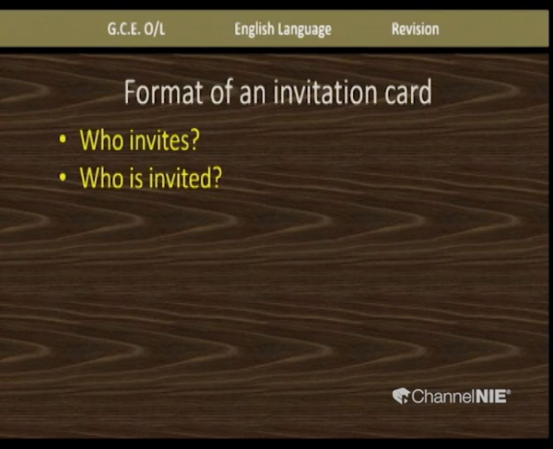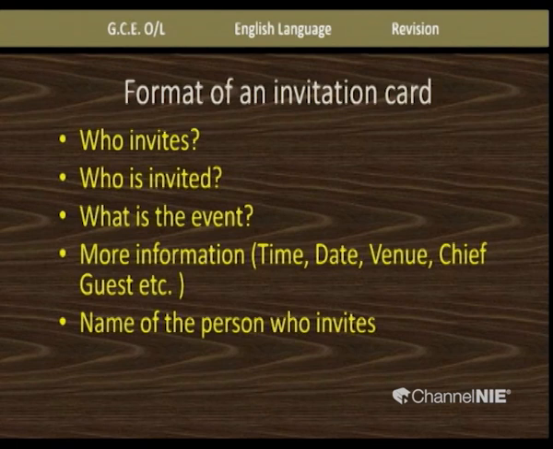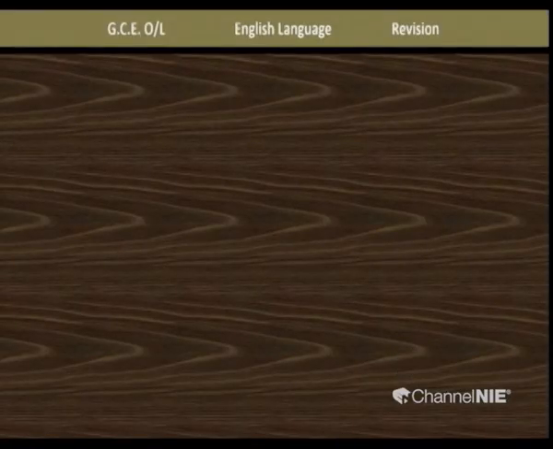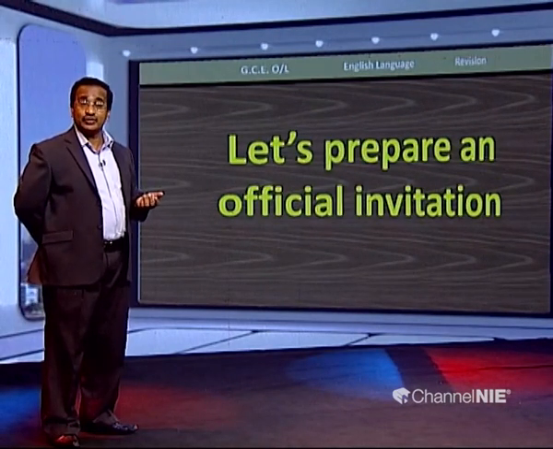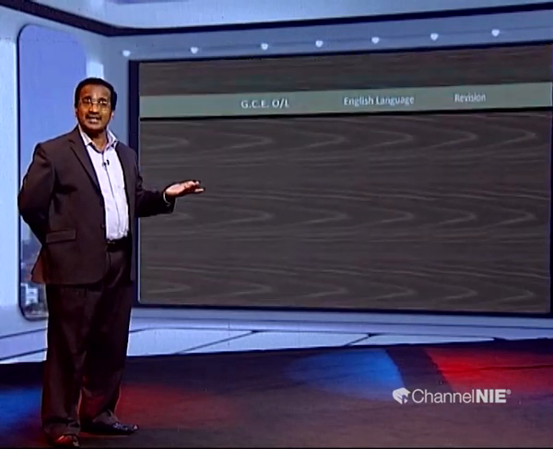When you write the invitation, these are the things you have to include in it. Who invites? Who is invited? What is the event? More information in the sense time, date, venue, chief guest and all. The same thing, TDV. Name of the person who invites, date. Those are the information you have to include there. Let us prepare an official invitation. Children, let us prepare an official invitation. What is the event?